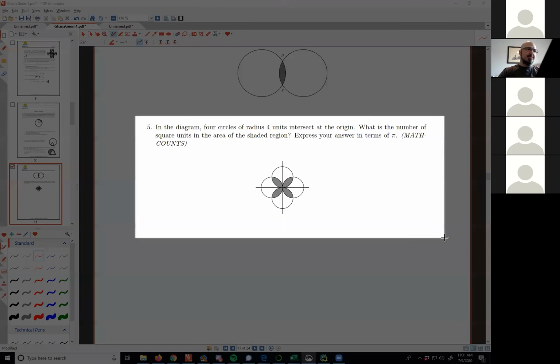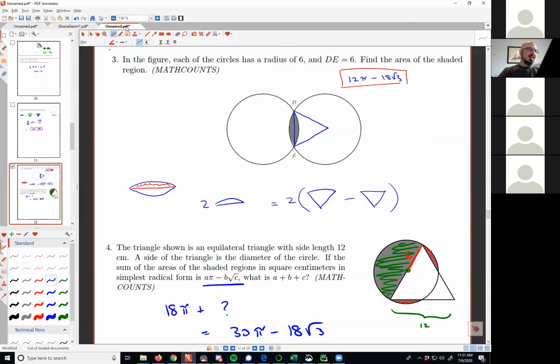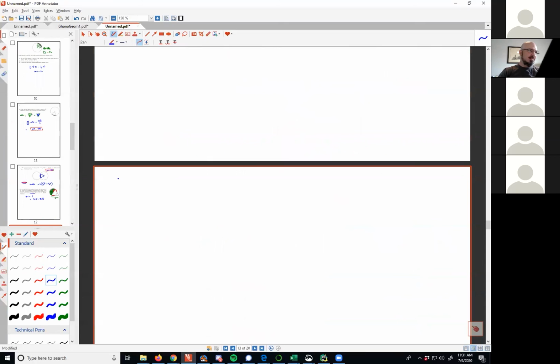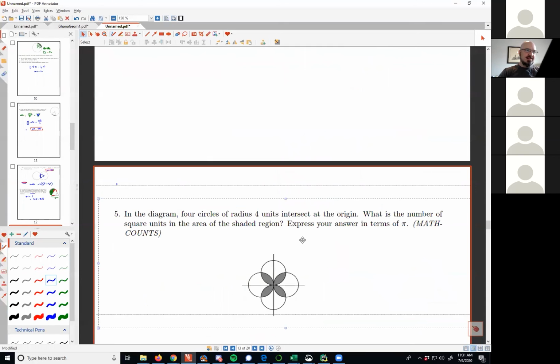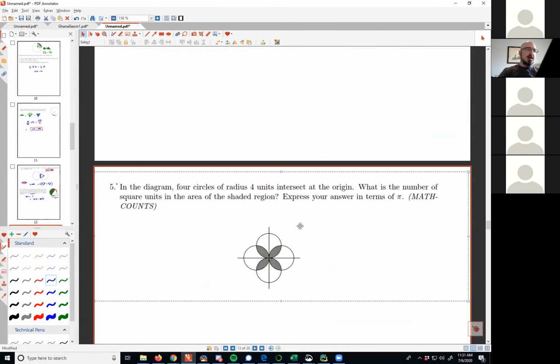Okay, let's take a look at number 5. What does that shaded region look like? Flower. It does look like a flower. And by the way, you will see these pieces on this flower referred to as petals. So when you hear that, you'll know. I think it's kind of a casual reference. I think it's not quite as formal as segment. But what can we do here?